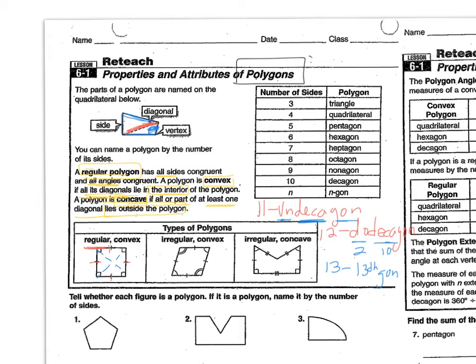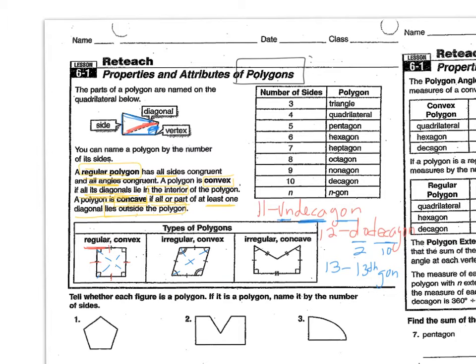Why irregular? The angles are not congruent, right? Because the sides are. So notice that these 2 angles are congruent to each other, but these 2 are different. So you have different angles. The sides are the same, but not the angles. So that's why it's irregular. It's convex because if you draw the diagonals, both of them are going to lie inside the figure.